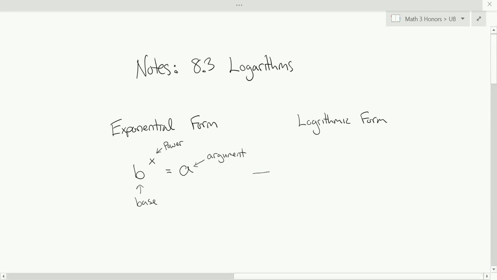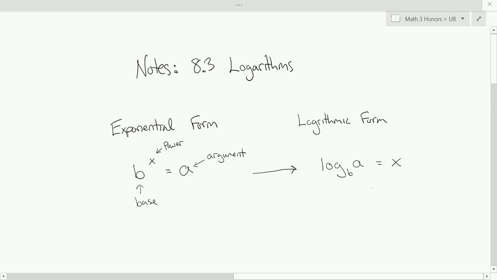Logarithmic form takes those three pieces and puts them in different spots. And you write log, short for logarithmic or logarithm. You take your base, and you're going to have a subscript. So that's b right there, but it's going to be a subscript. You're going to put your argument. Argument's what you're taking. So you got log base b of a is equal to the power.